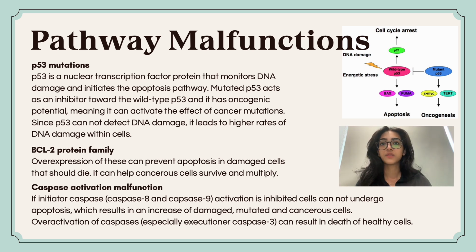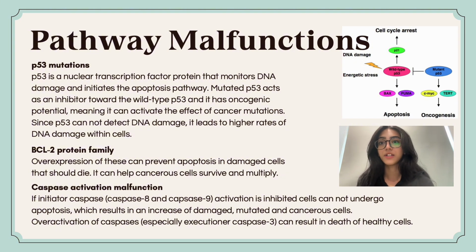Next, we have the BCL2 protein family. These proteins are key regulators of apoptosis, and when cells are healthy, BCL2 protein prevents apoptosis from happening unnecessarily. However, when overexpressed, BCL2 protein can become problematic. In damaged cells that should undergo apoptosis, BCL2 overexpression prevents apoptosis, allowing these harmful cells to survive and multiply, leading to cancer.